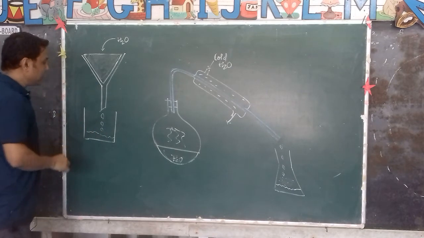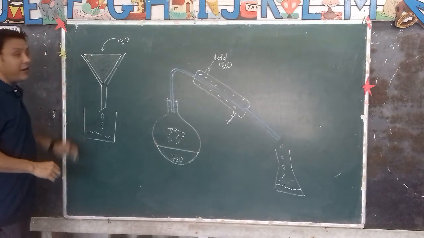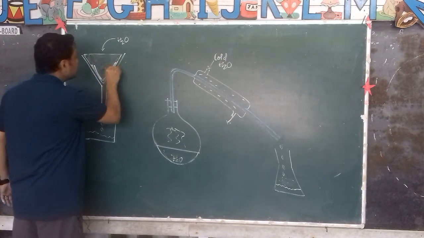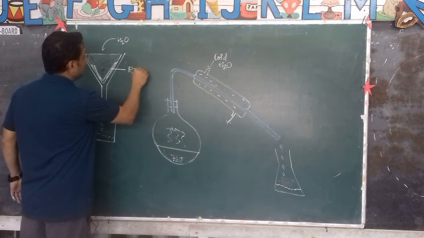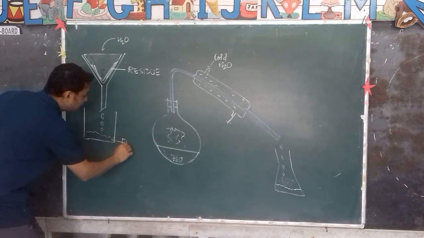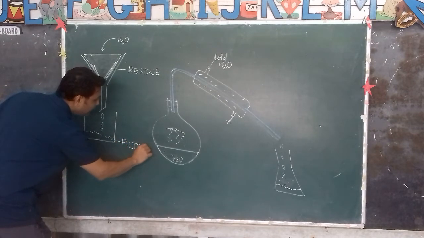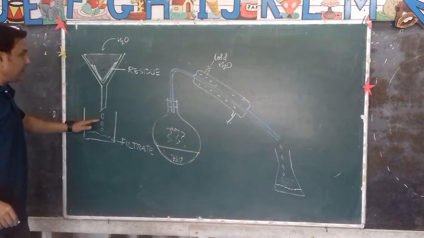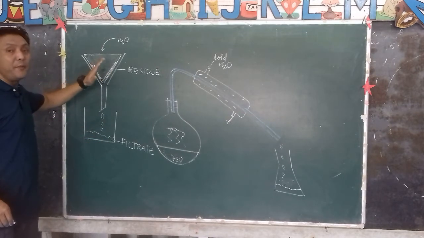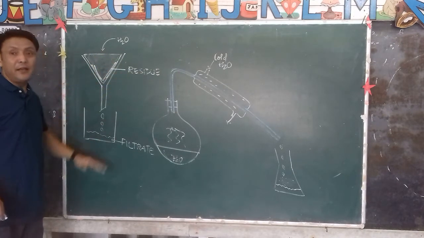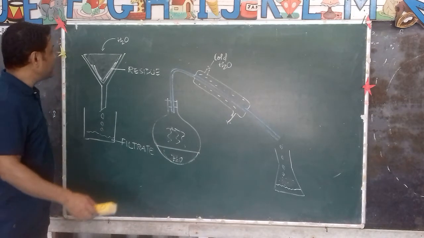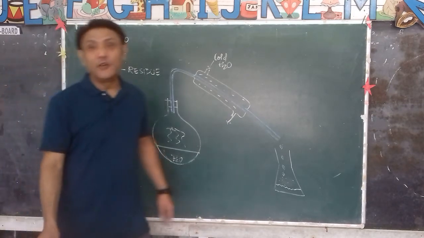Water particles will pass through the filter paper. So all the mud particles will remain. This is known as the residue, and this is the filtrate. The clear liquid which is collected during filtration is known as the filtrate, and the solid particles that remain behind in the filter paper are known as the residue. We do the same but the apparatus is different. We do filtration at home, for drinking water.